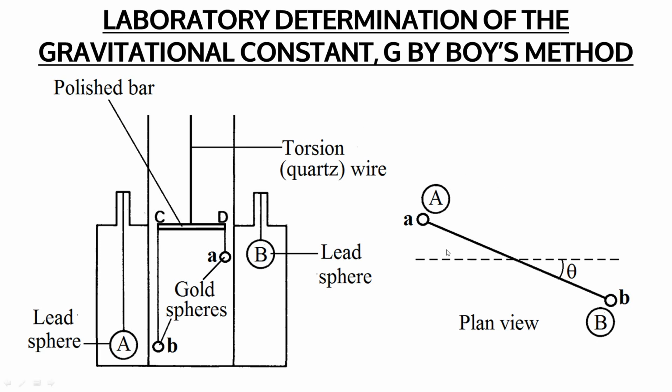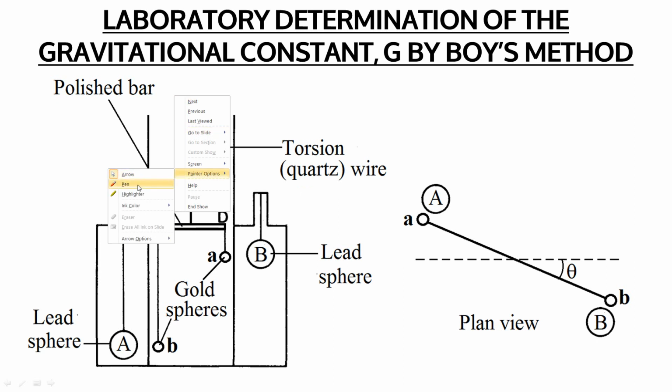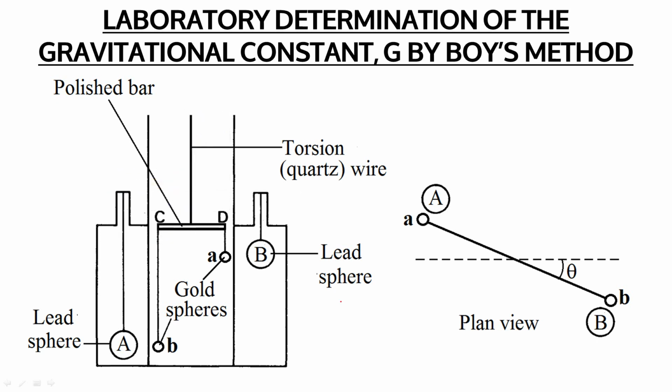We are going to have a polished bar. Actually, it's this one here. A polished bar. So, if you are drawing this, you start with a polished bar. We have just a bar like this. And you connect a torsion wire or a quartz wire. Then, you put two gold spheres. They should be identical. One should be shorter and one longer, like I've indicated here.